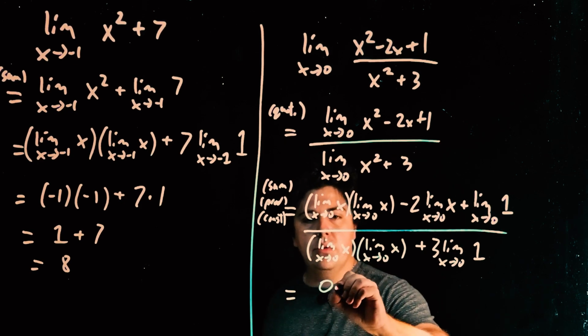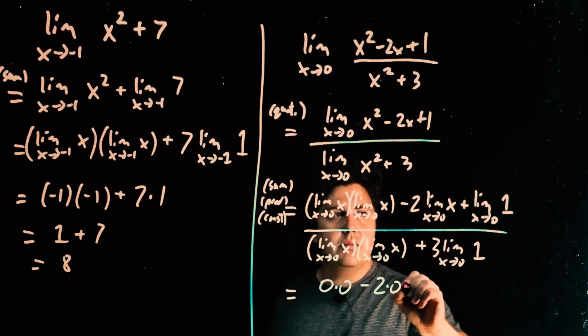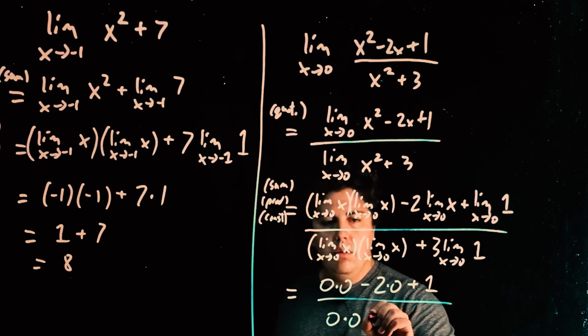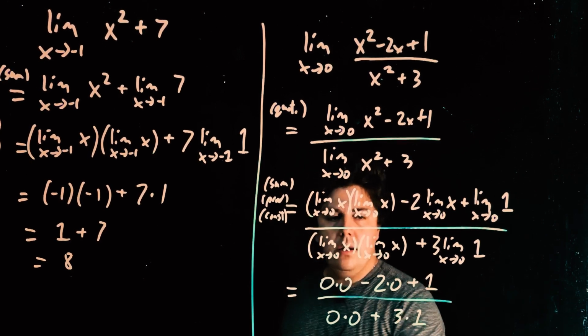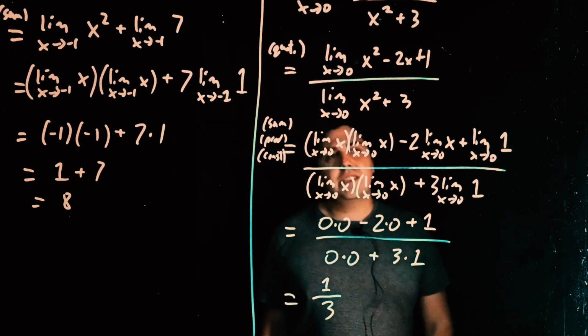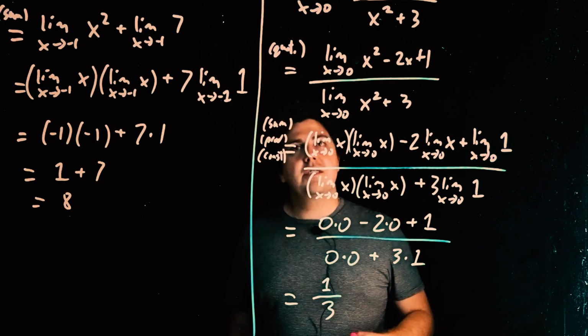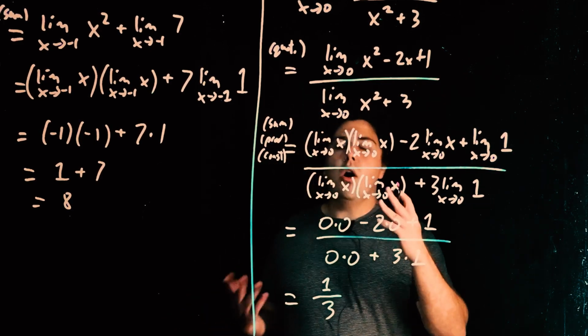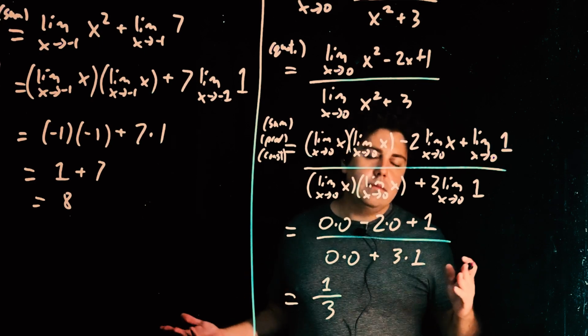And now we can just compute everything and be done. This is just 0 times 0 minus 2 times 0 plus 1 up top, and 0 times 0 plus 3 times 1 in the bottom, which of course gives us 1/3. And that's how we're able to take this slightly more complicated expression and use the limit laws to break it into little itty-bitty pieces, all of which we can compute. Then we're done, and we move on.